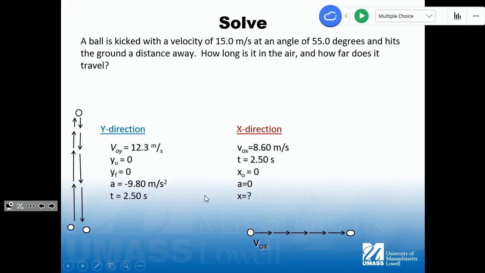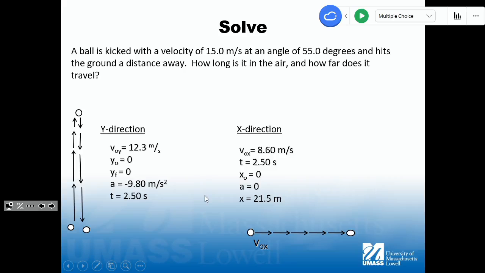If gravity is the only thing acting on this projectile, acceleration in the y is g downwards, and acceleration in the x is 0. So I'm looking for x. I know I'm moving with a speed of 8.6 for 2.5 seconds with no acceleration. So I literally just multiply the speed and time. That's how far I went. And I get a final x position of 21.5 meters. That's the range. That's how far this ball goes in the x-axis.